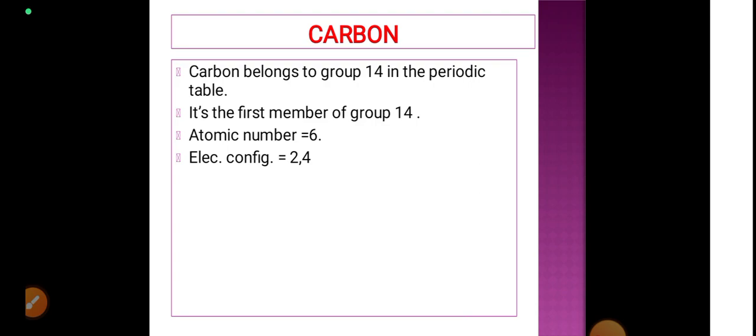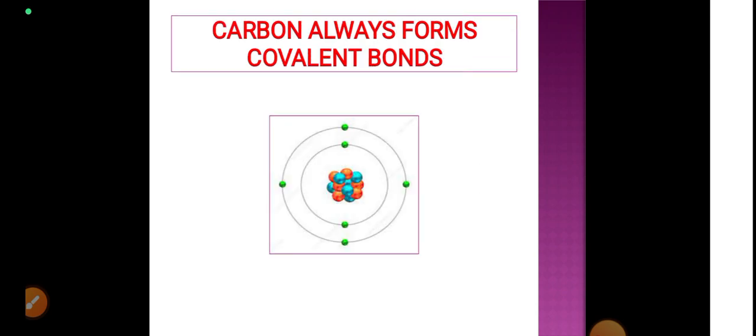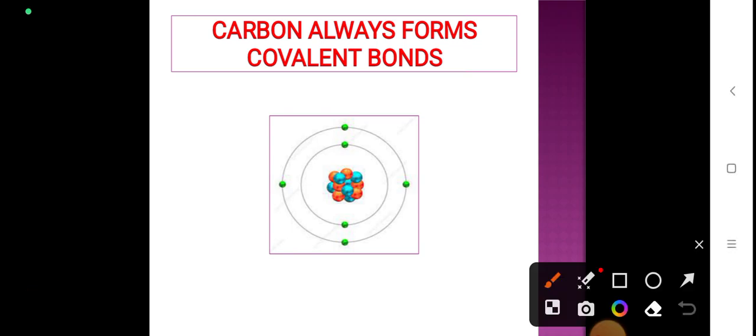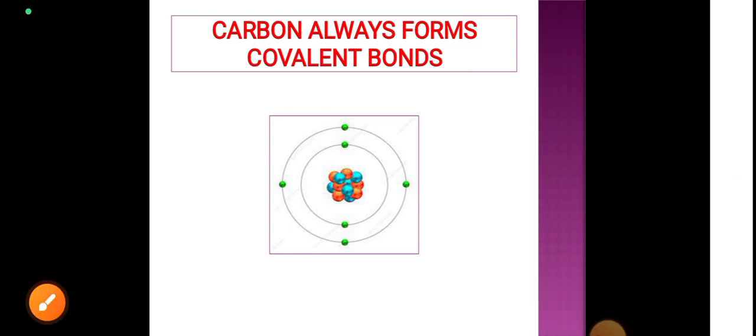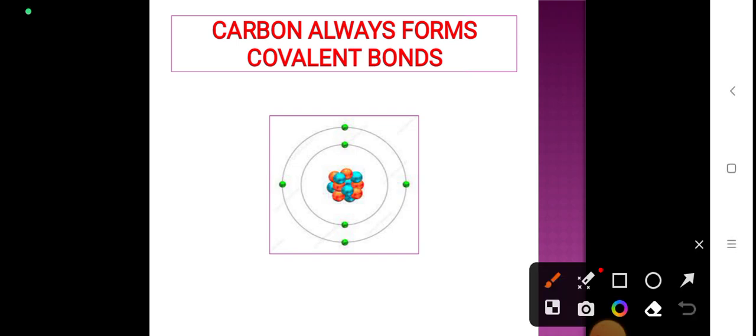Carbon is the first member of group 14 in the periodic table. Atomic number is 6 and electronic configuration is 2, 4. So when we talk about the Bohr's model of an atom, the first orbit is the K shell, wherein according to the 2n square rule, we can accommodate 2 electrons in the K shell, and also in the L shell.